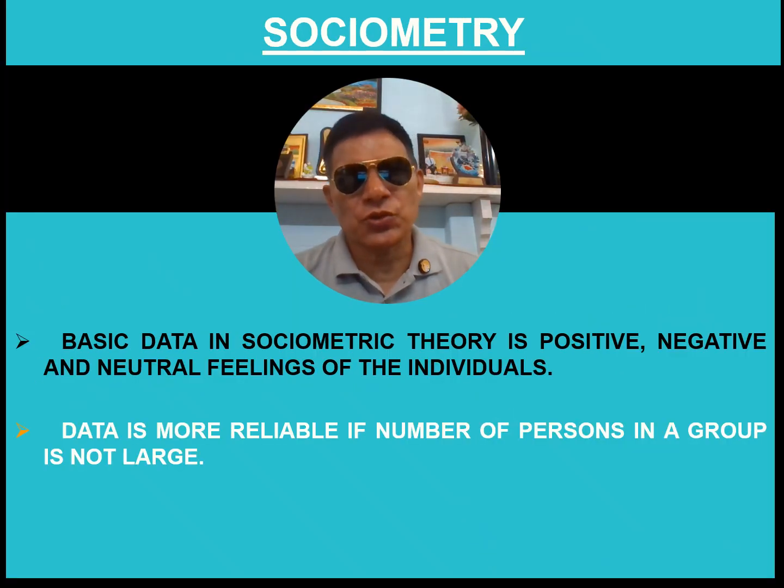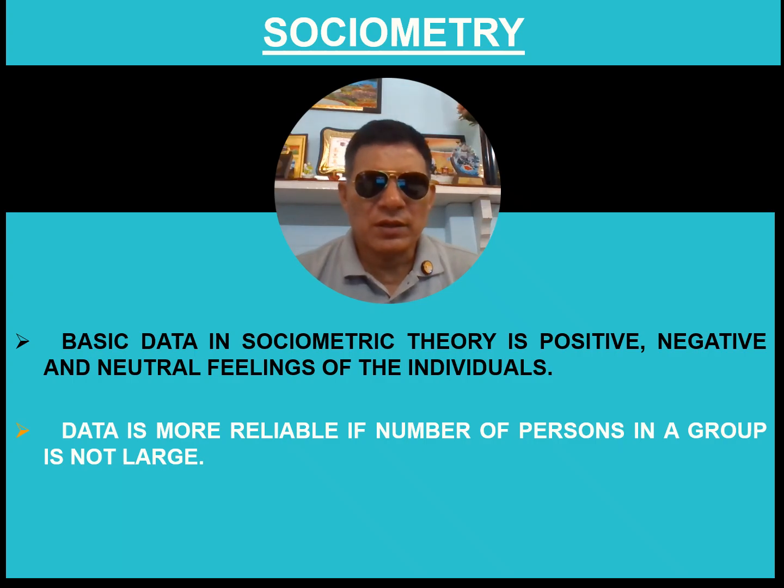Finally, talking about sociometry. Sociometry, gentlemen, is basically the data in sociometric theory is positive, negative, and neutral feelings of the individuals. Individuals could be in these three categories. Either an individual is with positive feelings, or with negative feelings, or neutral feelings. The data is more reliable if the group is not very large. So the fewer the number of people in the group, the more accurately their sociometry is checked.